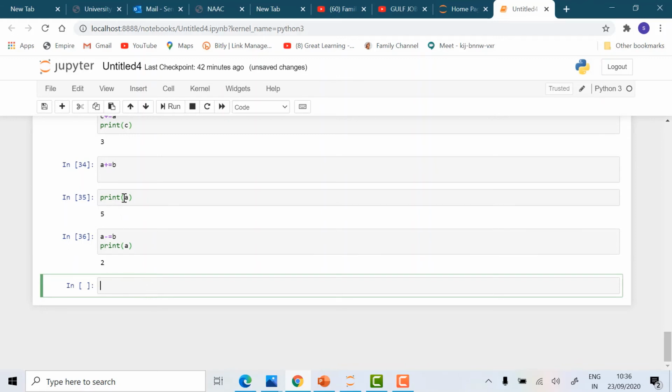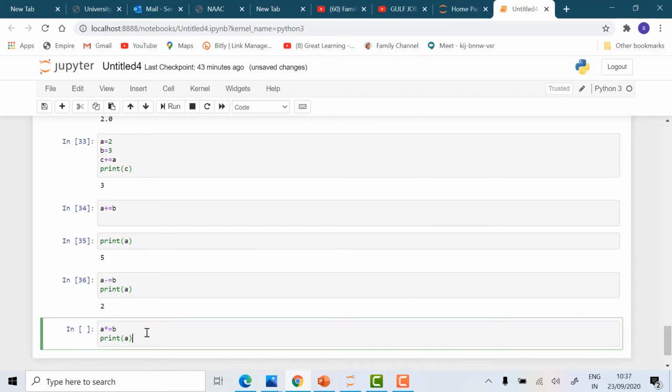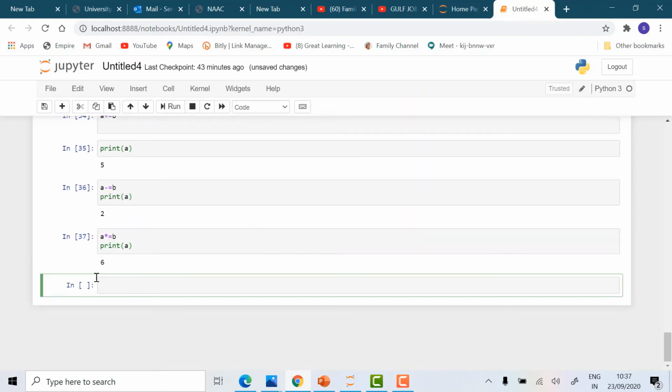The value of A changed here. A changed to 5, which is why it's taking 5 minus 3, which is 2. It's not taking A equal to 2, because A's value changed. A is currently 5, so 5 minus 3 is 2. Then A's value again changed, A is now 2. A star equal to B. Now again I type print A, and you get 6.